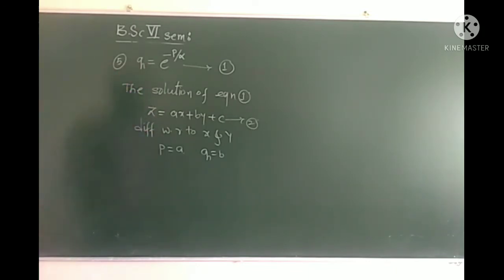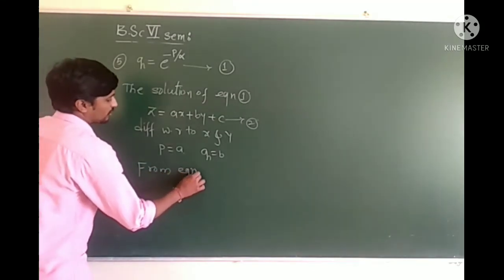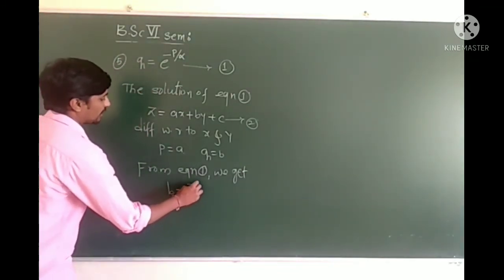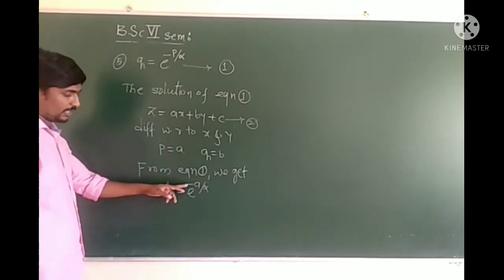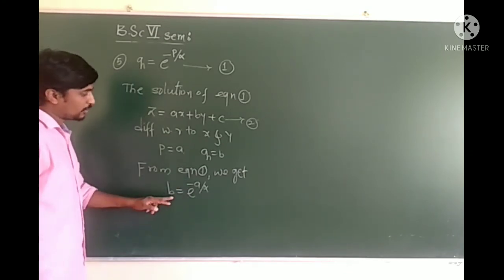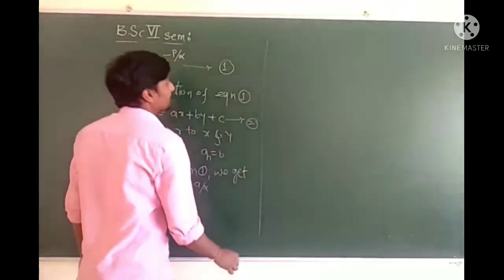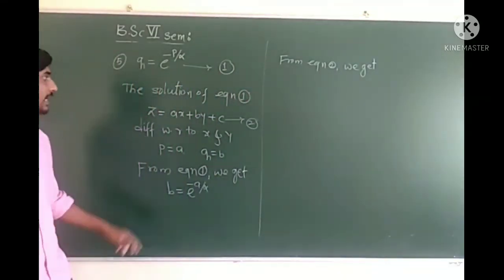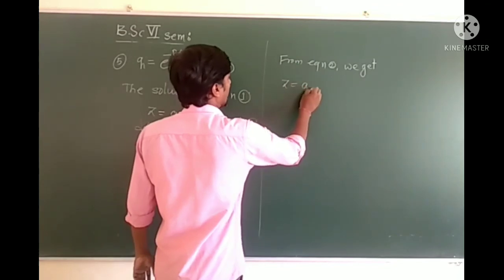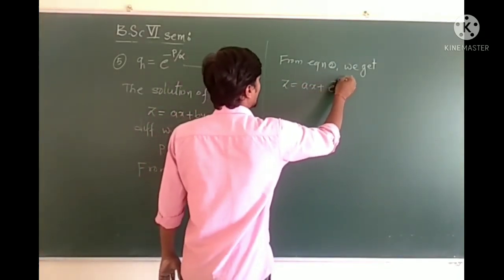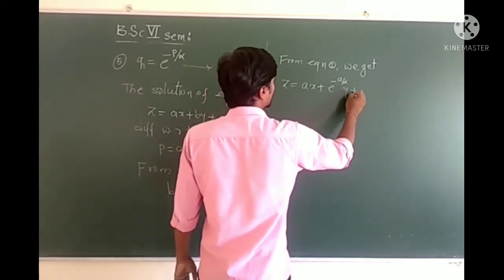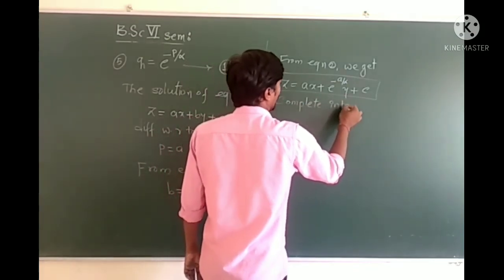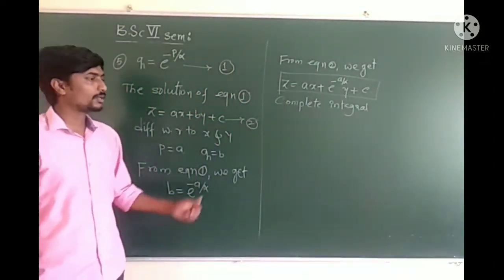Okay. So now substitute this value in this equation. So what will you get? From equation 1 we get b is equal to e raised to minus a divided by alpha. Clearly, given the constant, b is in terms of a here. So now substitute this value in equation 2. From equation 2 we get z equal to ax plus e raised to minus a divided by alpha into y plus c. So this will become your complete integral. Okay. So note down this example also.